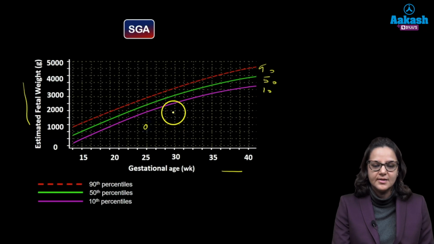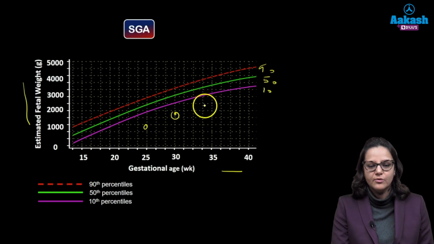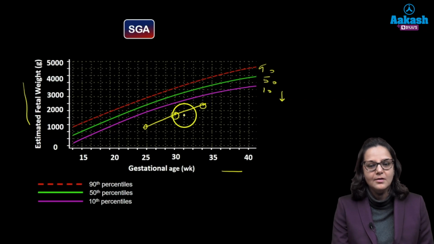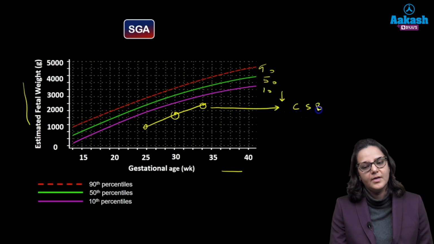At 30 weeks it has become 1100 grams, just suppose. And suppose at 34 weeks it has become 1800 grams, okay, over here. So although it is falling less than 10 percentile, the baby is growing and it is parallel to the 10th percentile graph, right? It is parallel. The baby is growing, but here it is less than 10 percentile. So this is a constitutionally small baby.